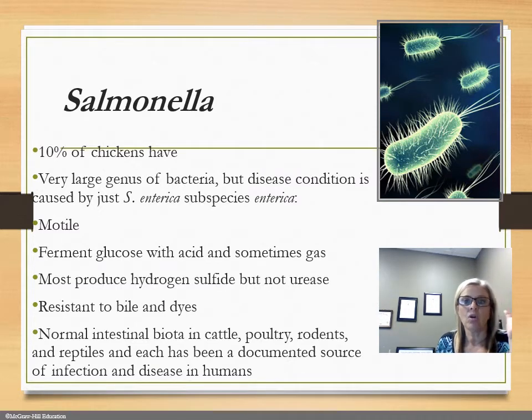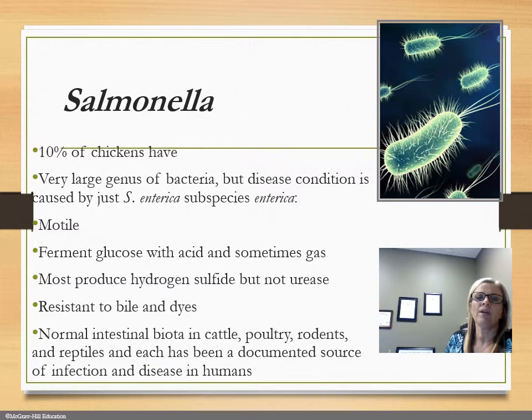This is a very large genus of bacteria, but the disease condition is caused by the subspecies, usually enterica, okay? We have Salmonella enterica, that's the first subspecies, and we also have the serovariant Salmonella typhi, and that's usually just called Salmonella typhi. These are motile. These can ferment glucose and sometimes even produce gas. Most produce hydrogen sulfide, and so this is going to determine what test we do.